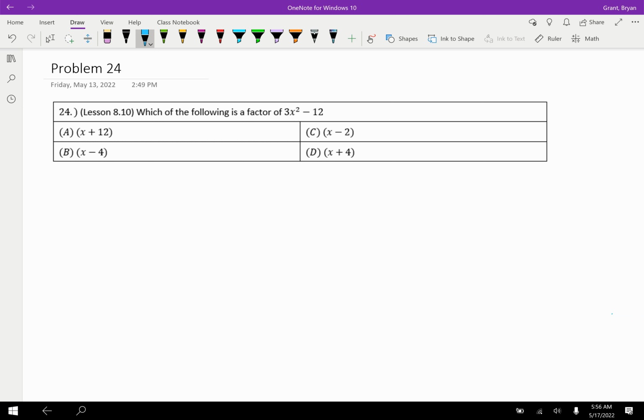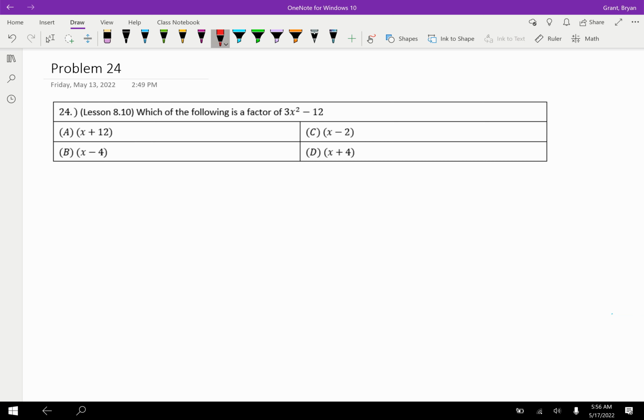We're on to problem 24, which comes from lesson 8.10. They are asking which of the following is a factor, right? Factoring, big theme, of 3x squared minus 12. So I will, as always, give you two ways to do this problem, and it is pretty tricky here.